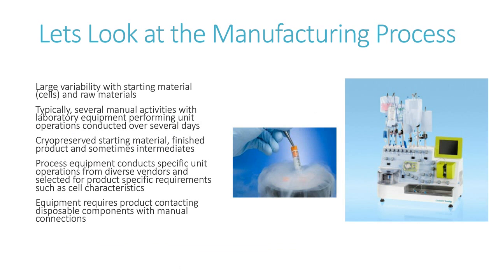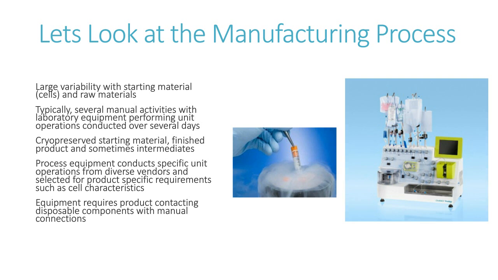Getting a little bit more specific about what makes cell and gene therapy manufacturing different. The first thing is that there's a large variability with the starting material. The cells from each person are different, and that generates variability that the manufacturing process has to absorb and be able to hopefully accommodate. So there is a number of issues there, as well as the raw materials. Some of the raw materials will also have some variability that needs to be supported. So we're talking about a process that we're trying to reduce the variability.